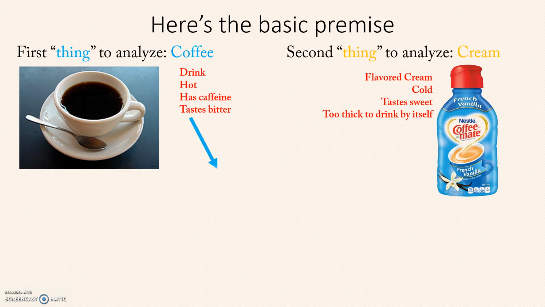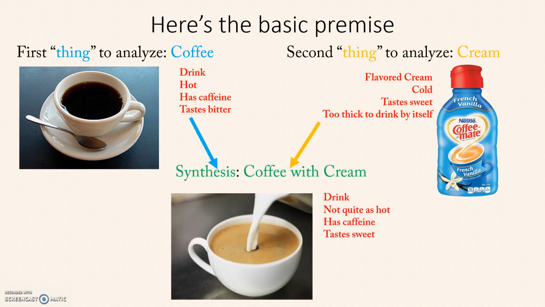Now, of course, comes the fun part. You put them both together, and you get coffee with cream. Now, this is still a drink. It's not quite as hot as it used to be. It still has caffeine, but now it tastes sweet. So this is now sort of a third thing that is a combination of the first two. Here's a way you can use this exact example in an argument.